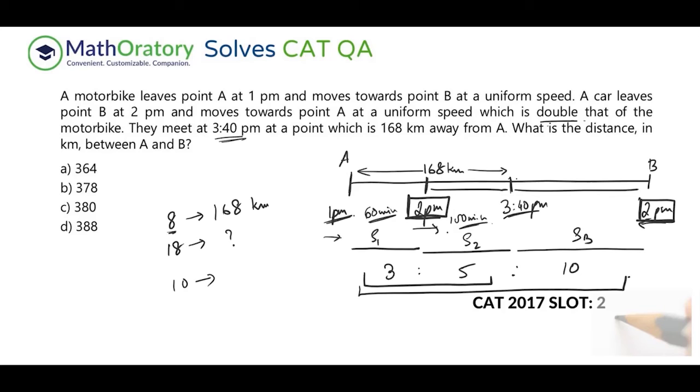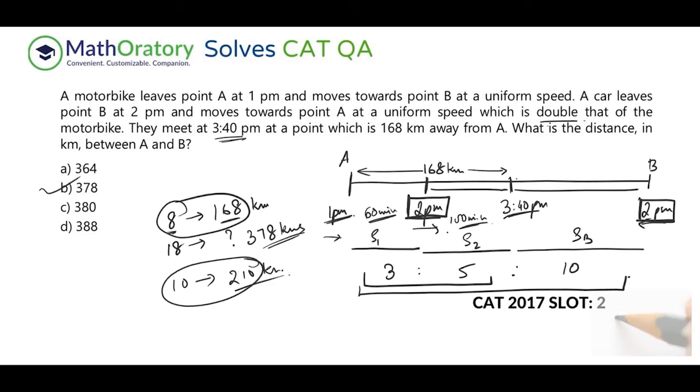So 8 parts is 168. So each part is 21 kilometers. So 10 parts should be 210 kilometers, right? Now, since 8 parts is 168 and 10 parts is 210, the 18 should be the sum of these two. So that is 378 kilometers in this case. That is the answer, option B. So I hope this was understood. It's a very simple problem in time and distance.